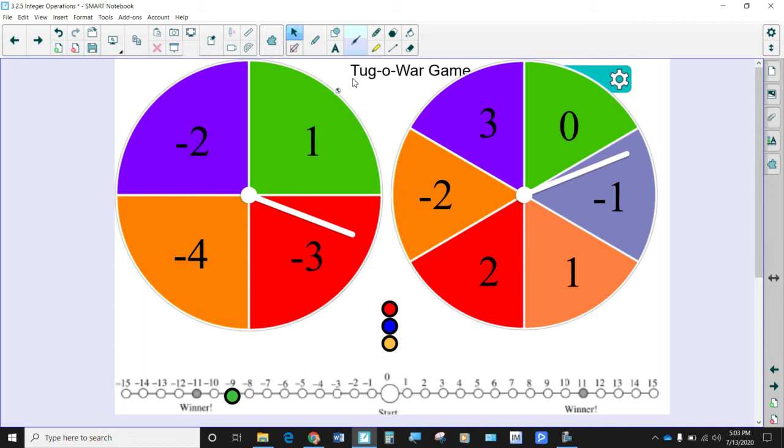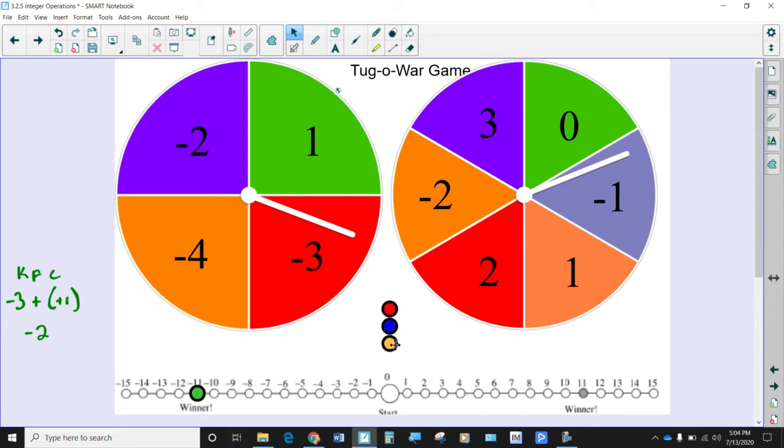Here's why it's the winner. I can get a -2 out of this. If I say -3 minus -1, and I do KFC, and I'm going to change this to plus a positive, and -3 plus +1 is -2, and that's what lands me on the winner.